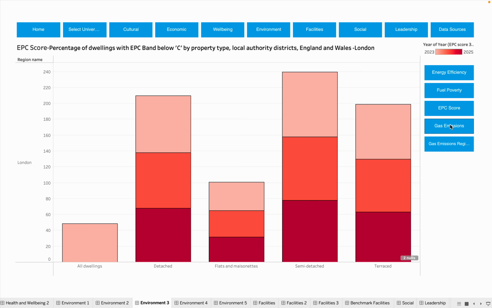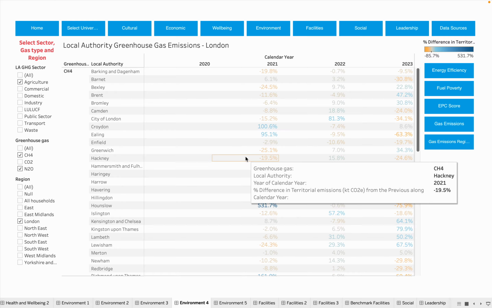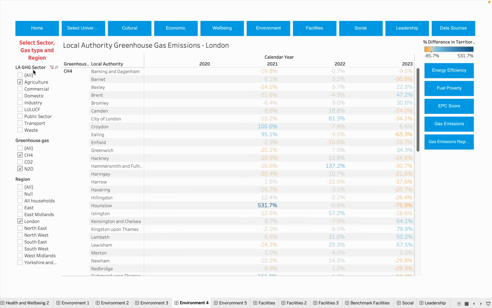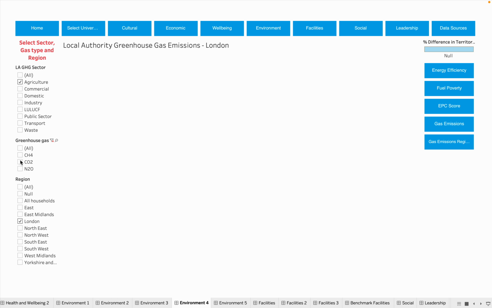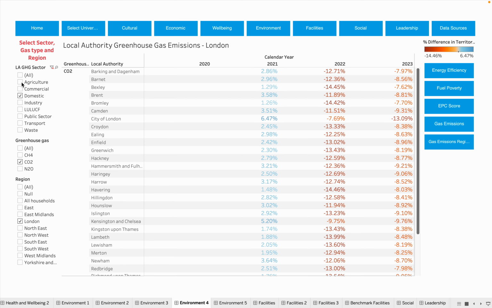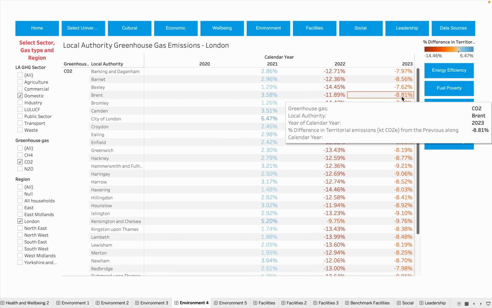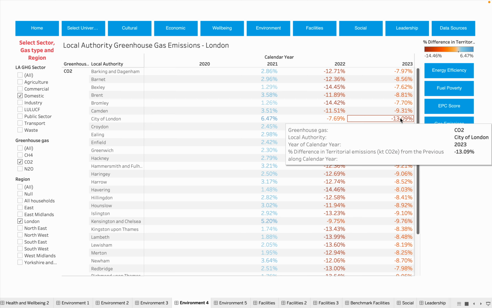What's next? Gas emissions. Here we're looking at, again, some detailed information about greenhouse gas emissions, and the breakdown is by different sectors, the type of gas, and for different regions. So I can change the gas here if I wanted. So let's look at carbon dioxide that's coming from domestic. And the graph shows me the percentage difference from one year to another, and this is looking really good. If we wanted to reduce, obviously we wanted to reduce, and this is looking good.